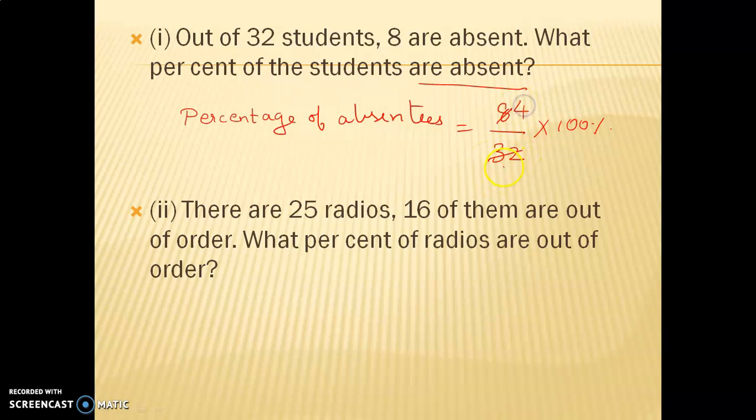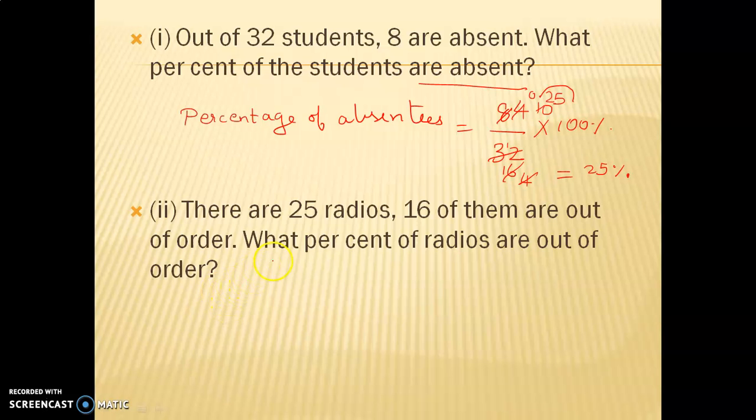4 2s are 8. 1 2 is 2. 6 2s are 12. 4 4s are 16. 2 4s are 8. 5 4s are 20. So, if I multiply, this decimal will get transposed to this place. So, it is 25%. Okay, children.